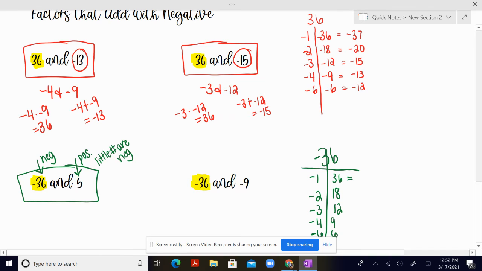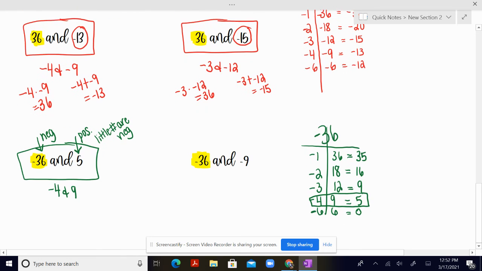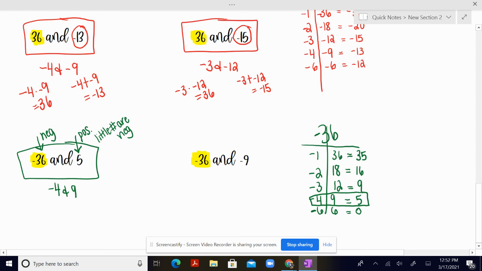So when you add these together, 35, add these together, 16, add these together, 9, add these together, 5, add these together, 0. Your answer would be negative 4 and 9. A negative times a positive gives us our negative 36, and 9 and negative 4 gives us a positive 5.